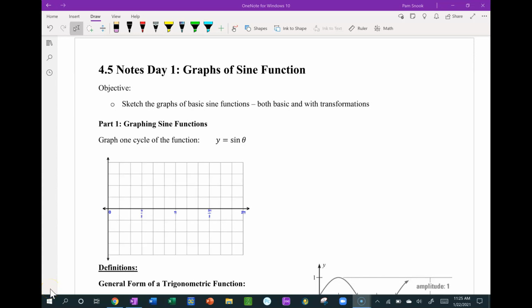Hello everybody, this is Mrs. Snook with section 4.5. We're going to do 4.5 over 2 days, and today we are going to graph the sine function. Our objective is to sketch graphs of basic sine functions, and we're going to do both the basic one and one with transformations.